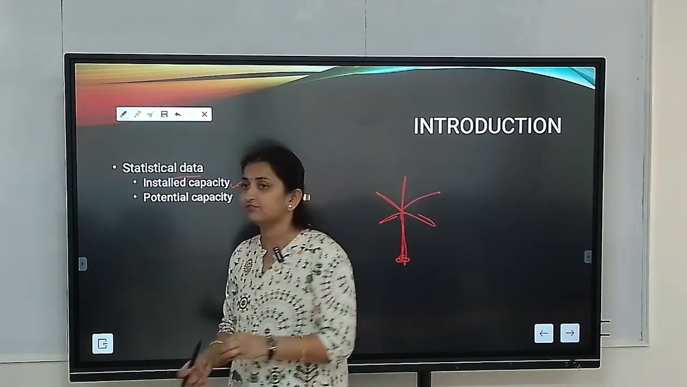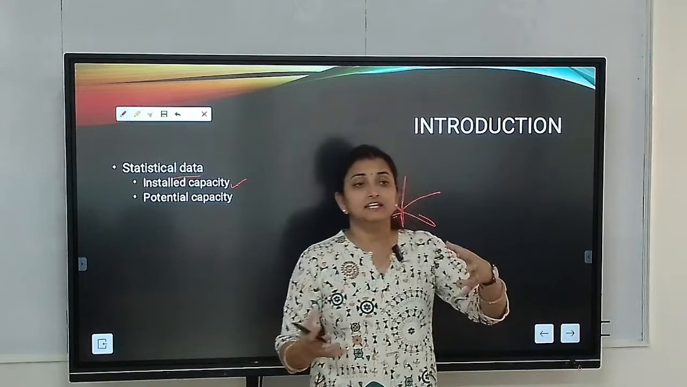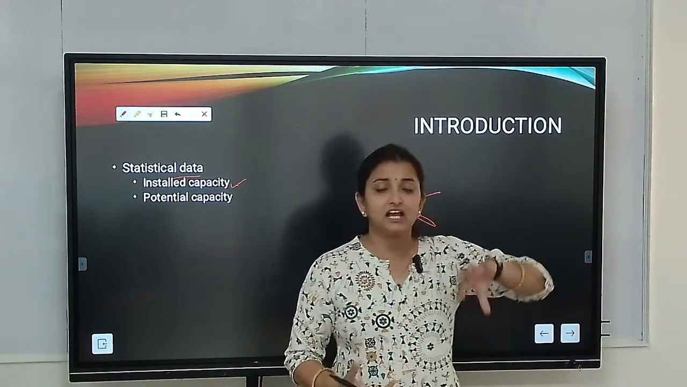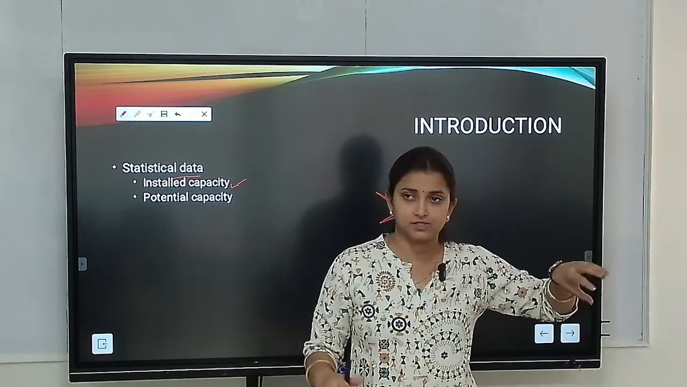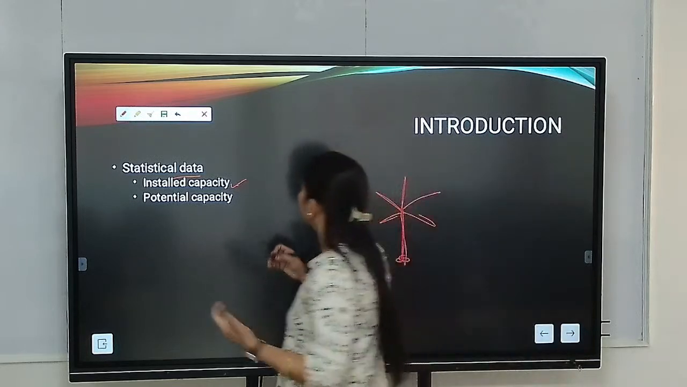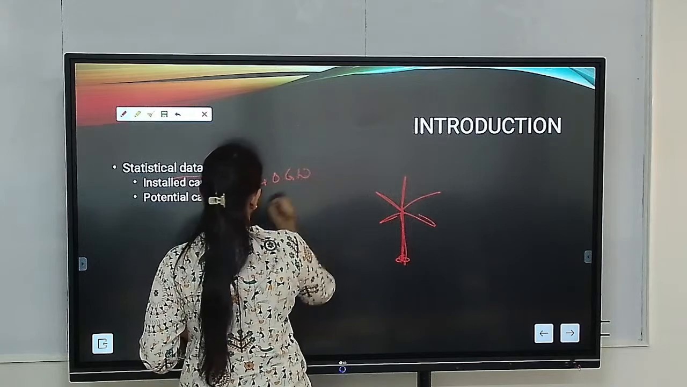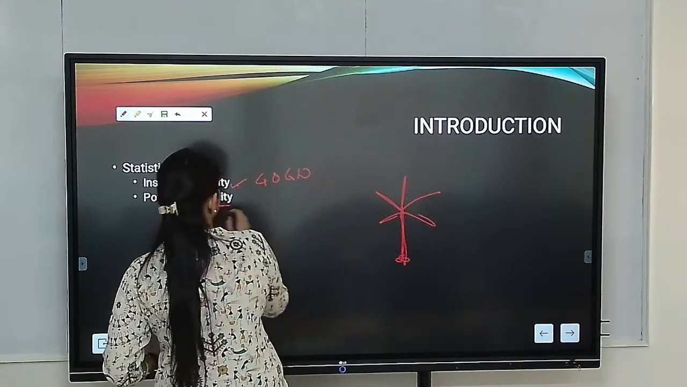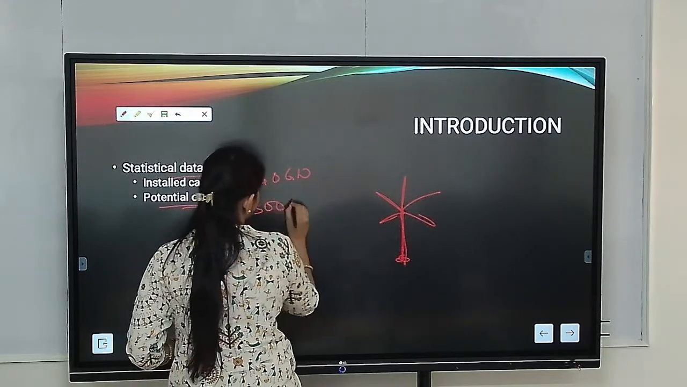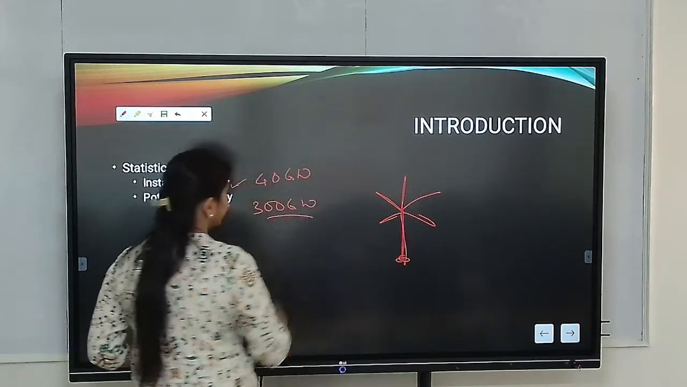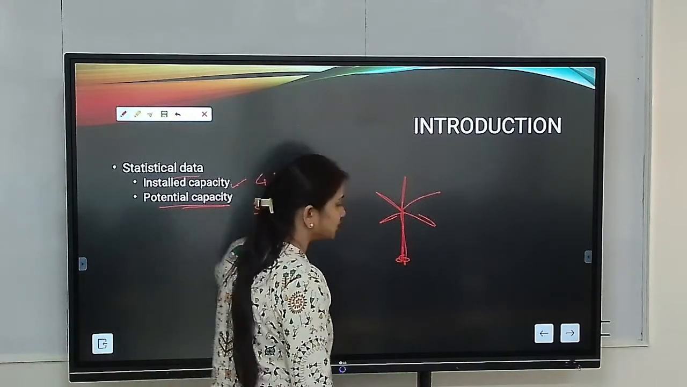In the introduction, if we put up statistical data, then it gives our answer a little edge over other answers. So what statistical data can we write? Presently the installed capacity is around 40 gigawatts, but the potential capacity is around 300 gigawatts. So this gap needs to be bridged.